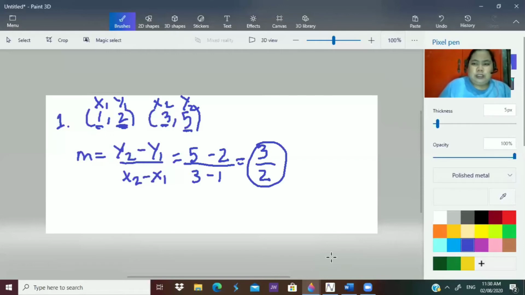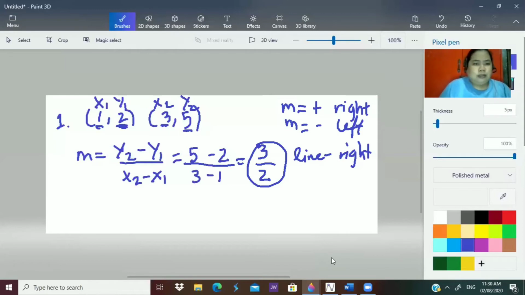So since it is positive 3 over 2, the line is going right. As we recall on our first video, if you have positive slope, your line is going right. And if it's negative slope, your line is going left.